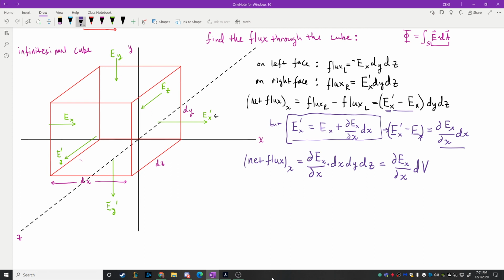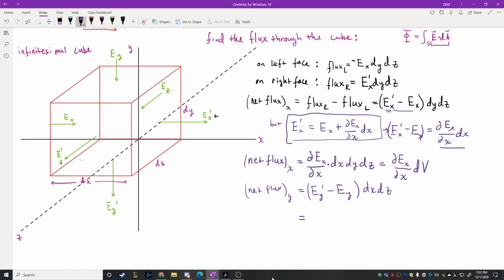Okay, so we can go through and play this game on all the faces, basically. If we do the exact same thing in the y direction, you're going to get basically EY prime minus EY. It's going to be multiplied now by, you've got to look at the face, there is dx dz. So here we put dx dz.